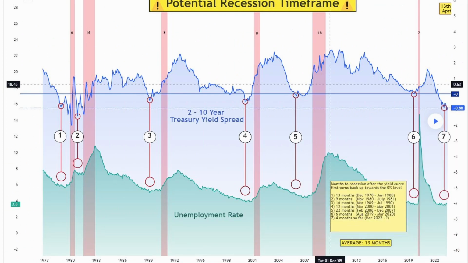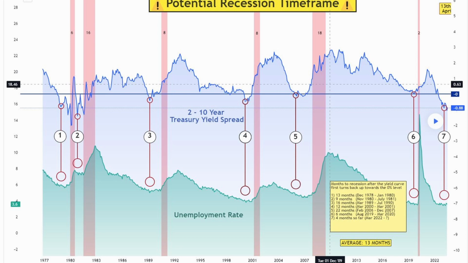So I want to show you guys this. Let's take a look at this inverted yield curve history through time. You'll notice the magenta shaded areas are recessionary periods. This chart goes back to 1977 until currently. The numbers 1, 2, 3 all the way to 7 are inversion periods, and you can see the inversion periods are followed shortly thereafter by those recession periods. And it is astounding how accurate this inverted yield curve is.